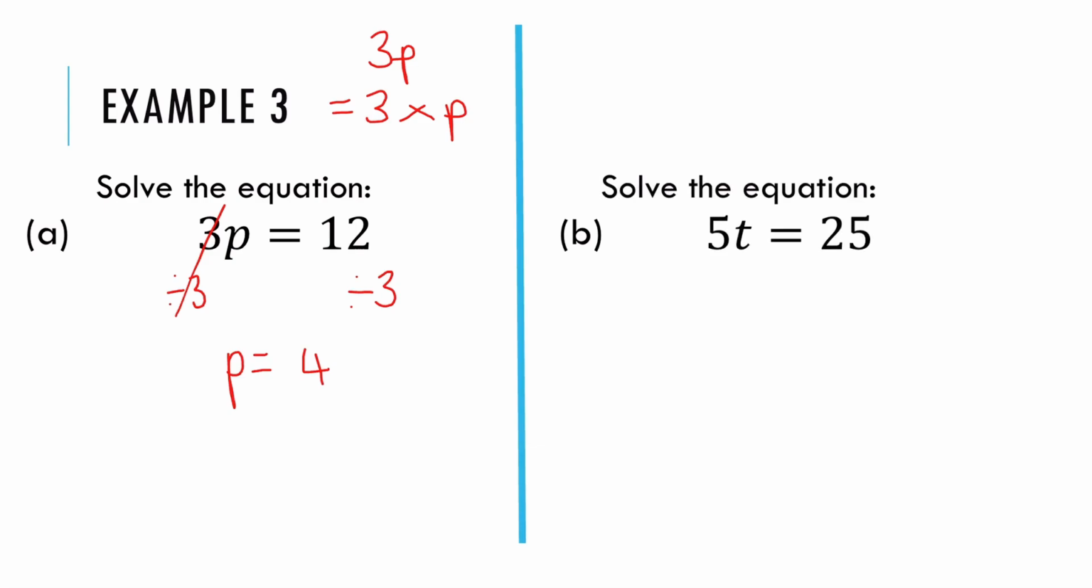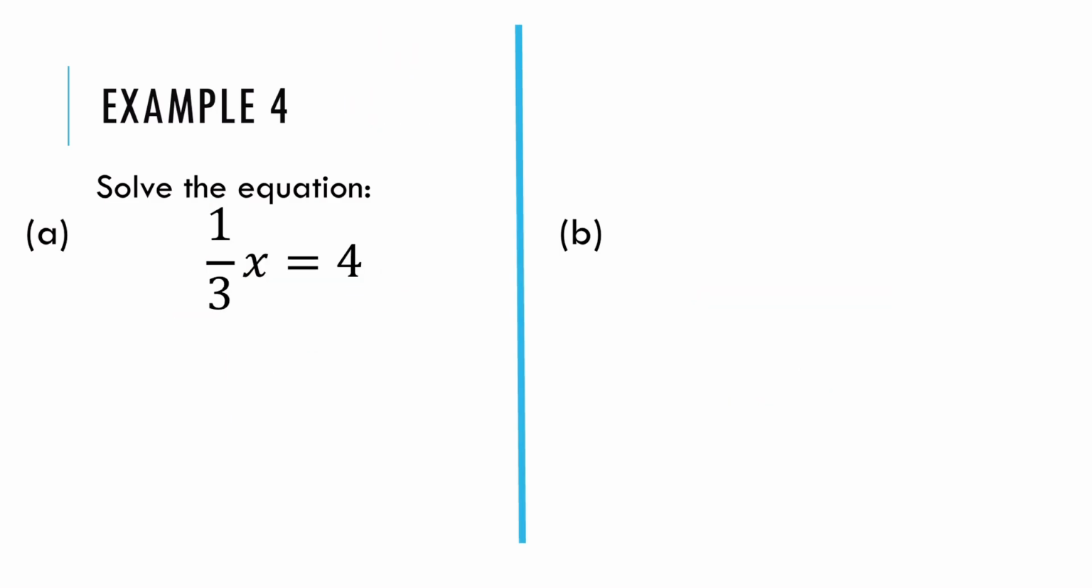In part B, 5 is multiplying the t here. In order to get t by itself, we'll divide by 5, but we'll do this to each side. 5 divided by 5 gives me 1, so I'm just left with a t on the left-hand side. 25 divided by 5 gives me 5, so t equals 5 is my final answer.